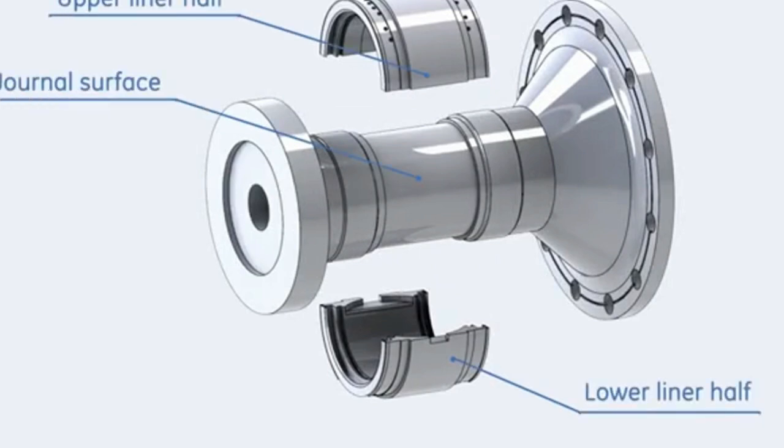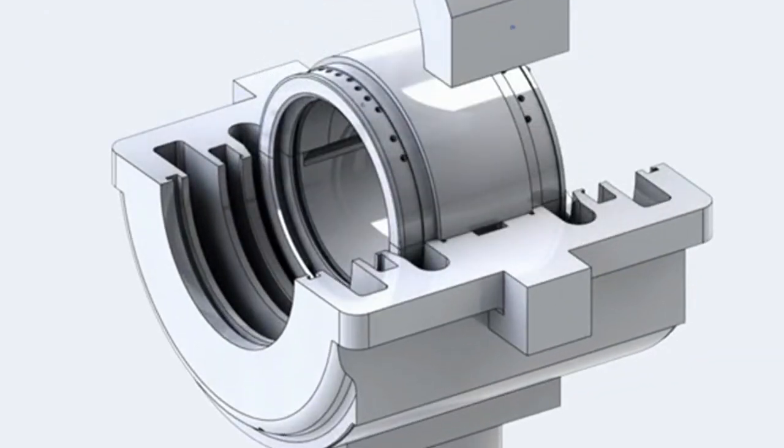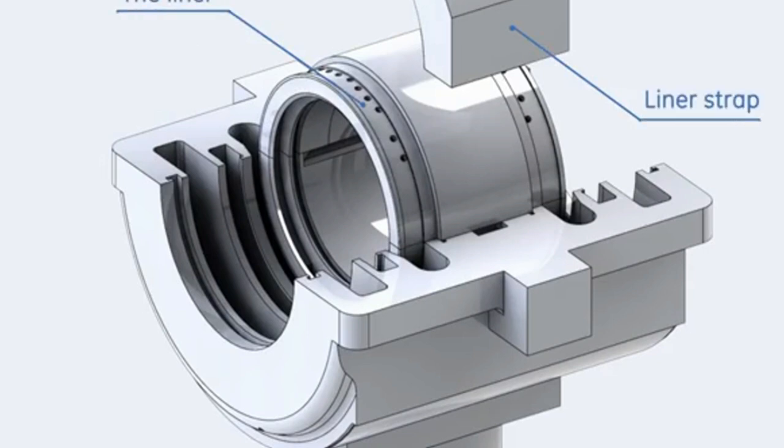As the upper and lower housing parts are not symmetric around the liner, a liner strap is installed on the top to provide support for the liner and form the annular space for lube oil flow.